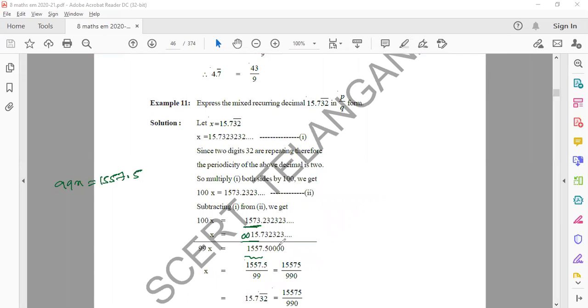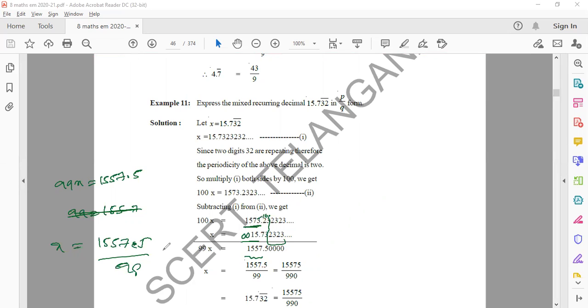1557.5. Till here it's possible. You can take a borrow from the previous value. You know how to take a borrow. Take 10 and work on that. You'll get 1557.5. So 99x is equal to 1557.5, sorry, x is equal to 1557.5 by 99. But still one point is there.